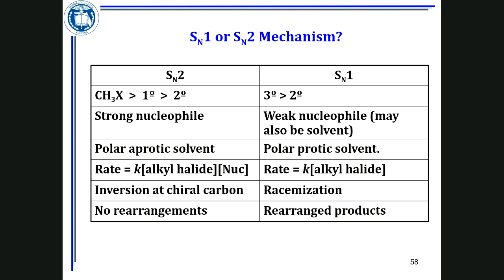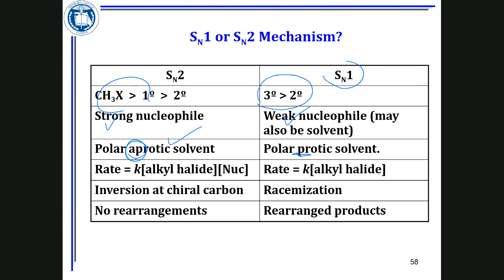Here is another summary of what we have talked about so far. For Sn2, methyl and primary is good. For Sn1, secondary and tertiary only; methyl and primary is not possible. A strong nucleophile is for Sn2, a weak nucleophile promotes Sn1. Sometimes the solvent can be used. Polar aprotic solvent is good for, remember, aprotic, for Sn2, and then protic for Sn1.